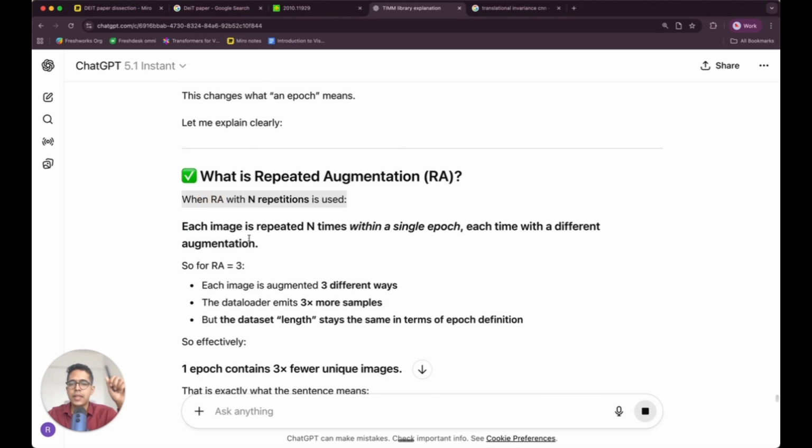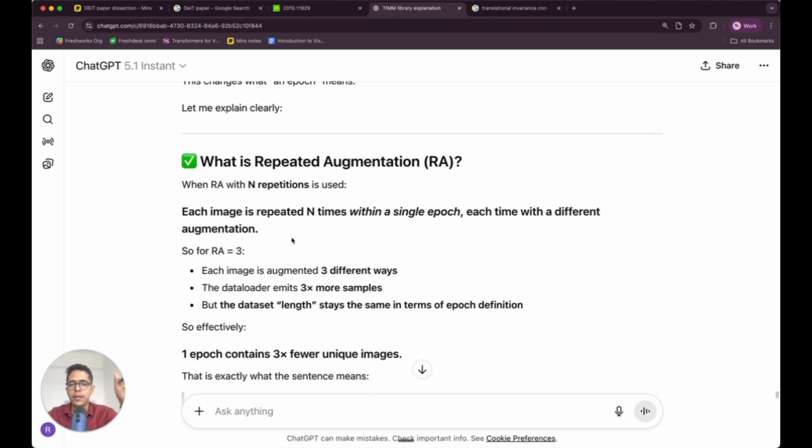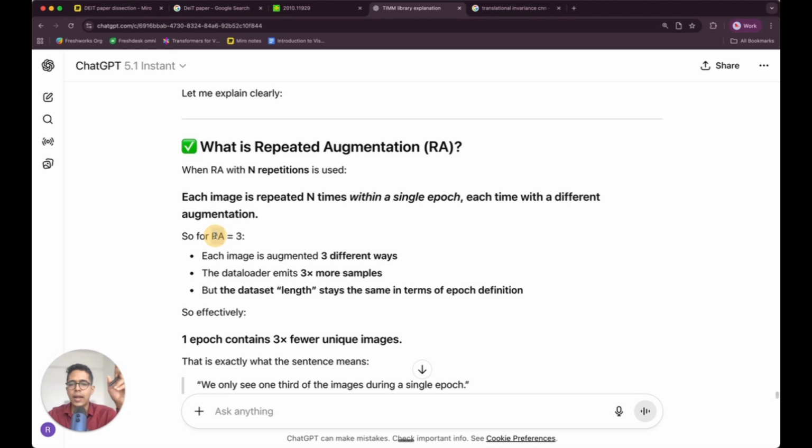Repeated augmentation with n repetitions means each image is repeated n times within a single epoch, each time with a different augmentation. For RA equal to 3, each image is augmented in 3 different ways. The data loader emits 3x more samples, but the dataset length remains the same in terms of epoch definition.